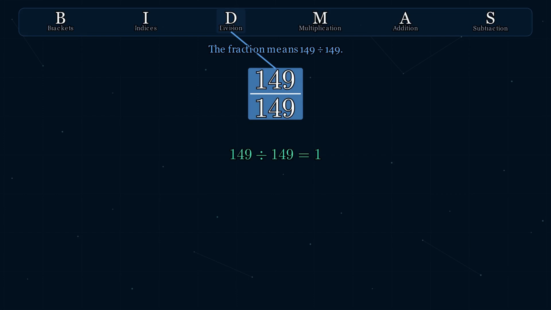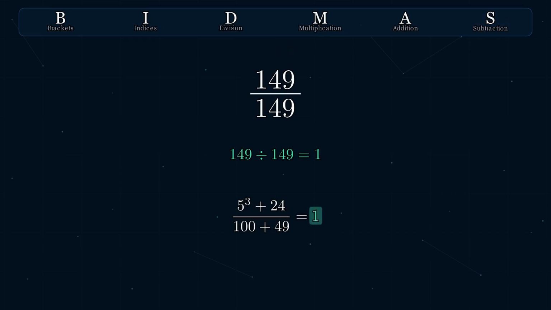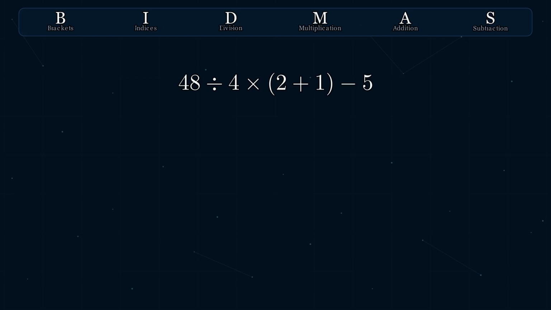149 divided by 149 equals 1. There is no subtraction, so the answer is 1. Now the questions start getting longer. From here, we do not need to read every symbol, we just follow the part BIDMAS tells us to do.